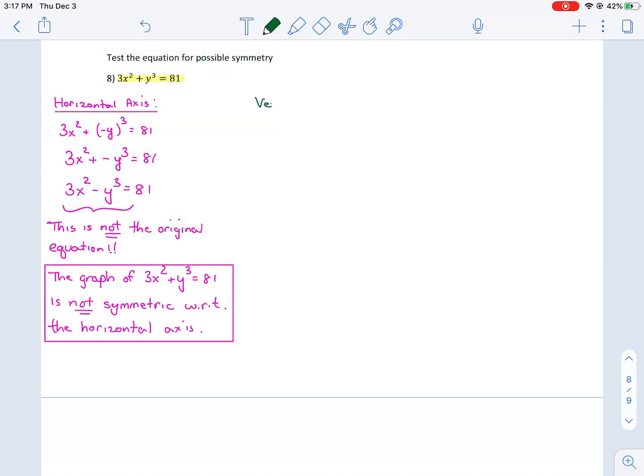Now, to test for symmetry with respect to the vertical axis. To do this, I'm going to substitute negative x in for x and simplify the result. So negative x all squared becomes a positive x squared, because when you square a negative number, the result is positive. And notice, after simplifying, you get the original equation.